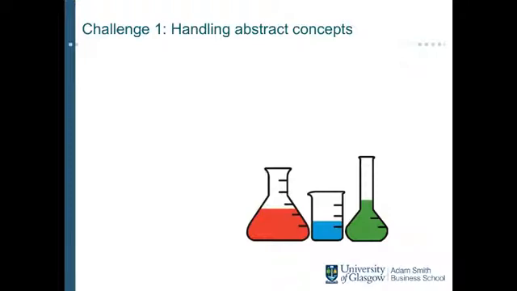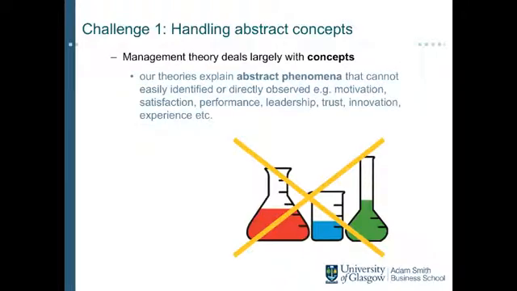For example, chemists might look at chemical substances and their properties. Medicine would be interested in bodies and their parts. By contrast, management deals with abstract phenomena, concepts that cannot be easily identified or directly observed. Satisfaction, performance, motivation, risk, trust, loyalty, or engagement are all such abstract, unobservable concepts. How do we research those?